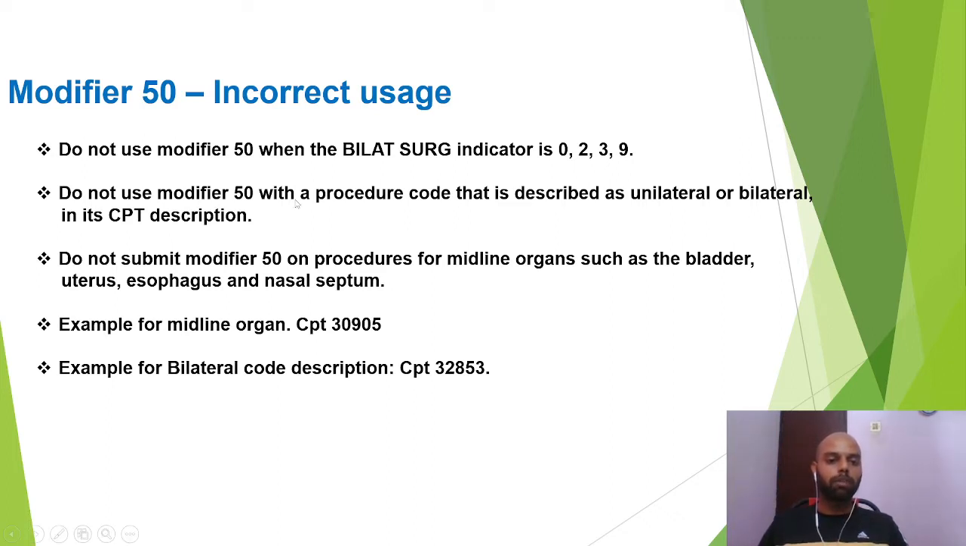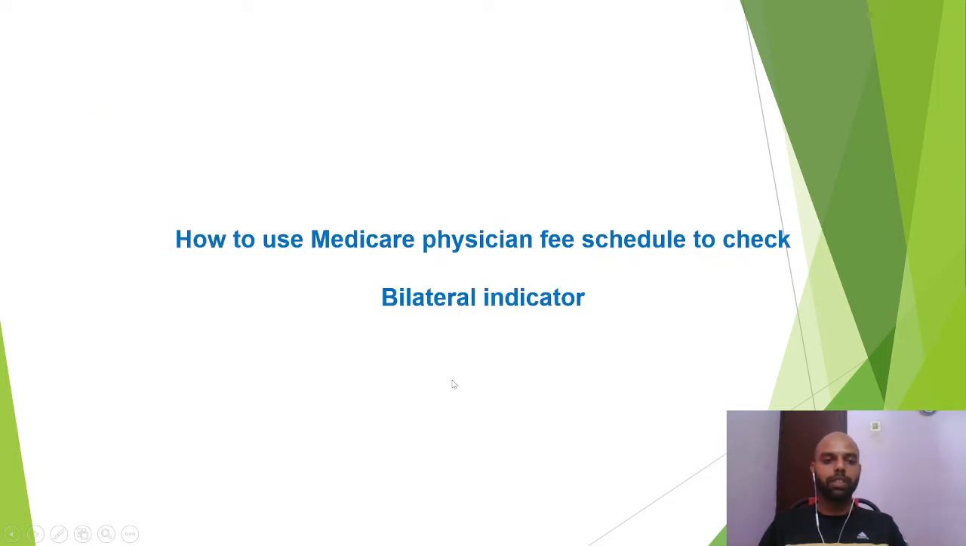Do not submit modifier 50 on procedures for midline organs such as bladder, uterus, esophagus, and nasal septum. An example for a midline organ is CPT 30905. An example for a bilateral code description is CPT 32853.